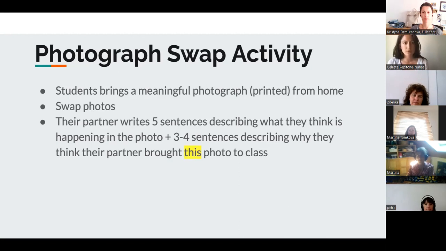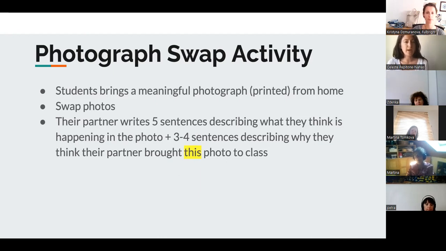Is it outdoors, indoors? Is it a party? Is it a sad situation? What expressions are people making? Are there animals in the photo? Is there food? What colors are people wearing? There's so much that they can describe. So try to encourage extensive detail.